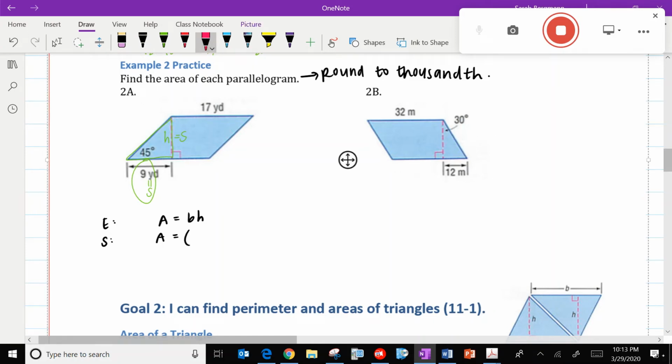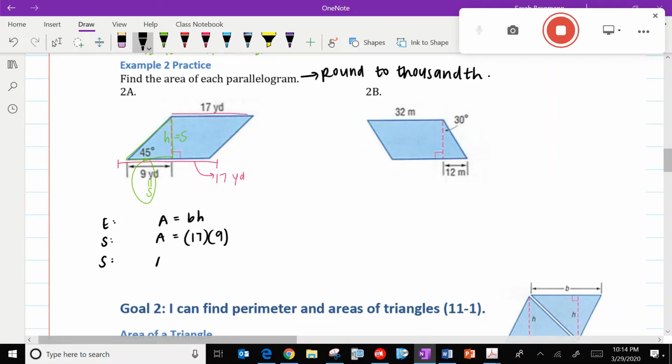So I see that this top side is 17 yards. So that means that the base, the entire other side, is also equal to 17 yards. And the height, remember, has to be perpendicular to the base. I said since 9 is equal to S, the height is equal to also 9.